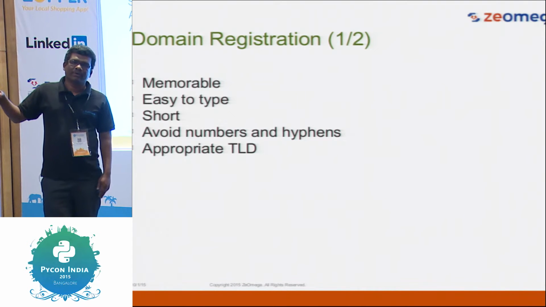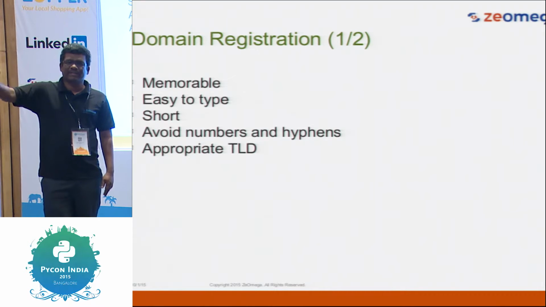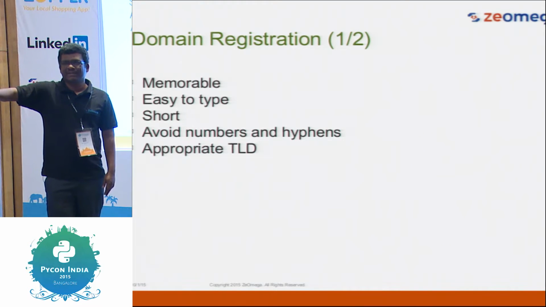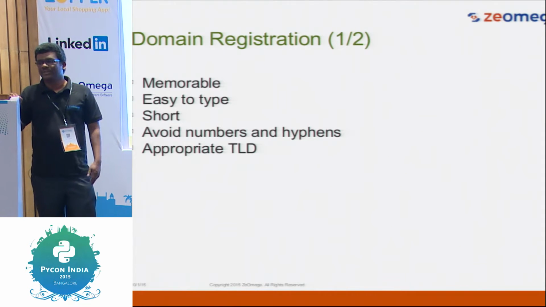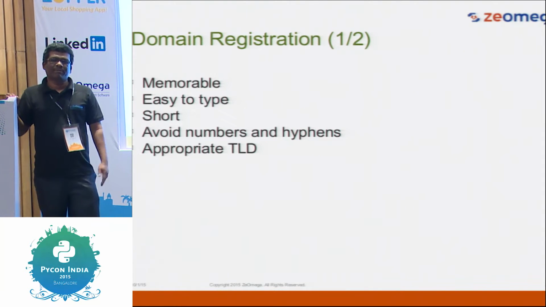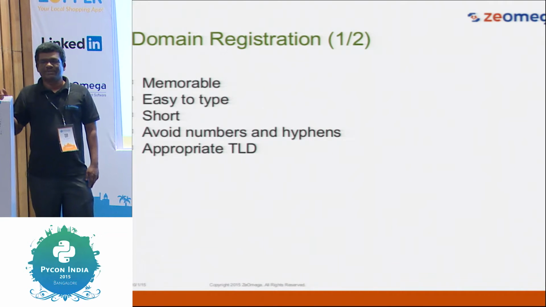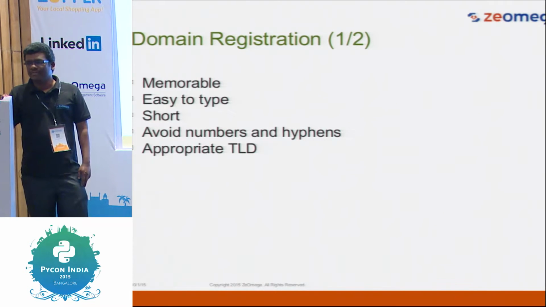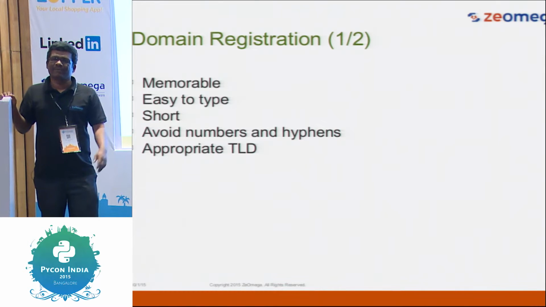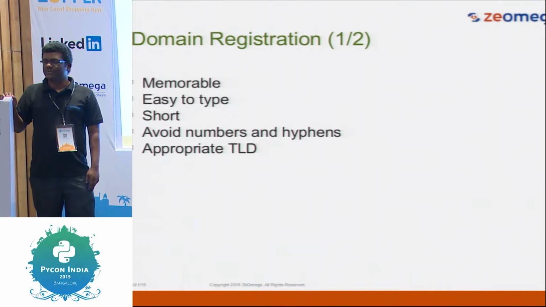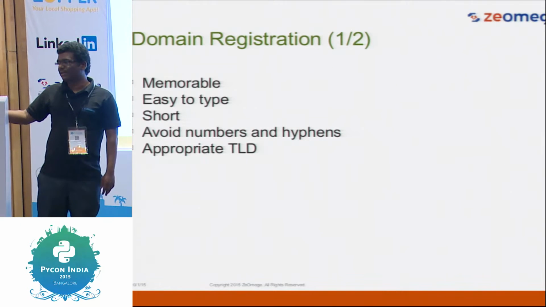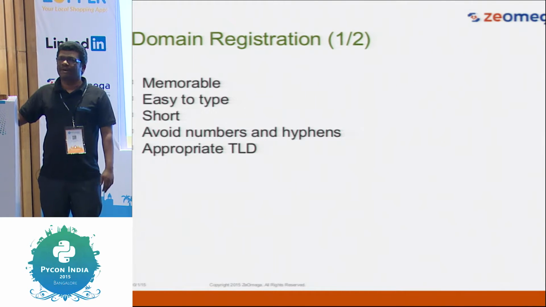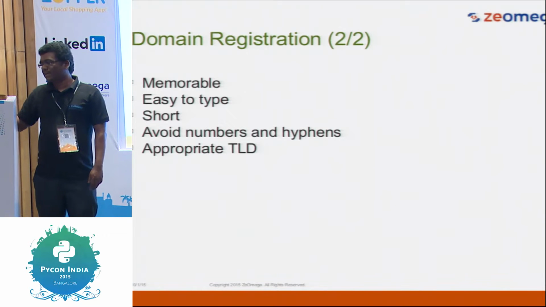How many of you own a website or purchased a domain for your applications? Can you raise your hands? Okay. Some of the things that can be helpful: the domain you purchase should be something memorable, easy to type, and short. Avoid numbers and hyphens because they are not easy to type from mobiles and all. Choose appropriate TLDs, top level domains, like .com, but these days it is very difficult to get .com. So, maybe you can go for .io.